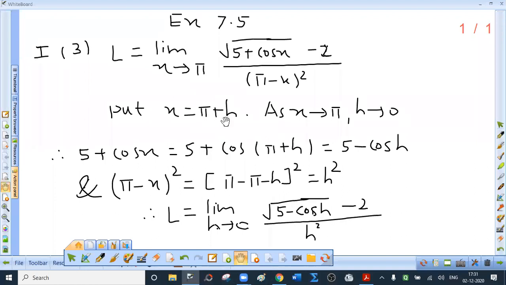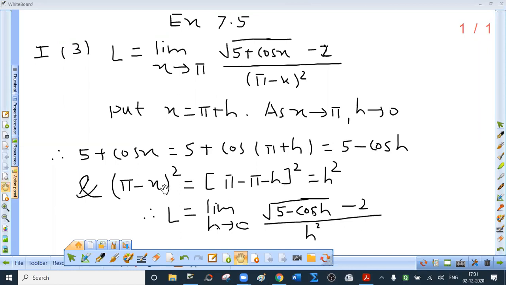Now when we use a substitution, we must obtain the tending value of the new variable. As x tends to pi, this pi gets cancelled, so h will tend to 0. Simple. It is better if we simplify this separately. What is root of 5 plus cos x in that case? x changes to pi plus h. What is cos of 180 plus theta? Minus cos theta. So this is root of 5 minus cos h.